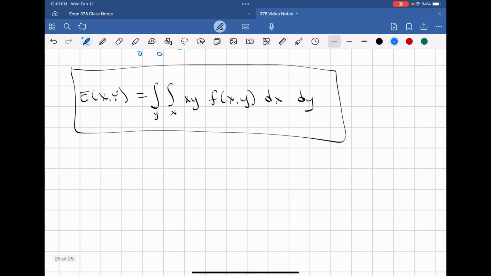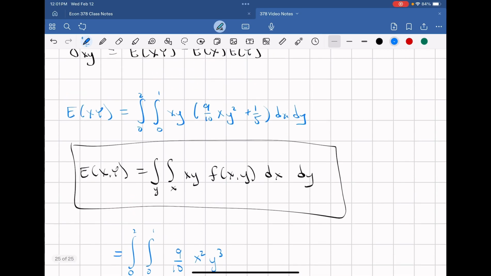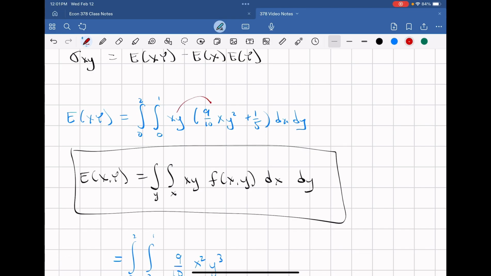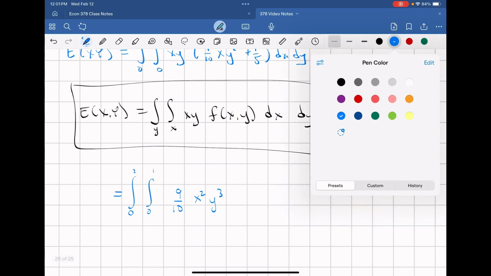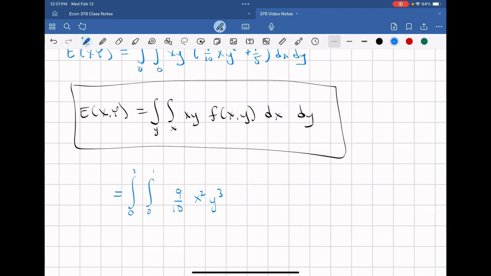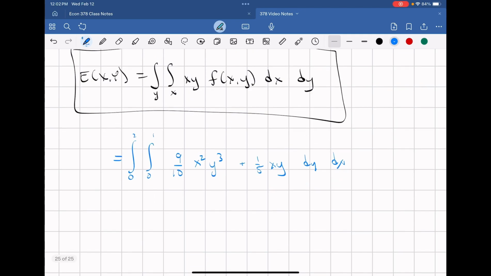So let's go ahead and rewrite that integral. So this is going to equal the integral from 0 to 2, 0 to 1 of, now I'm going to multiply it through, so I'm going to get 9/10 x squared y cubed, and I get that from just multiplying this by that, and now we'll do the second term, where we'll have plus 1/5 xy dy dx.